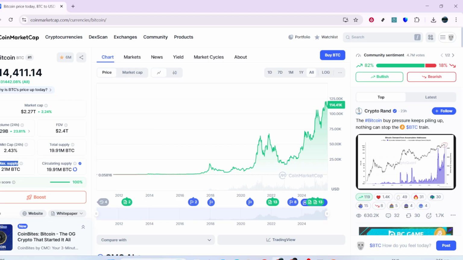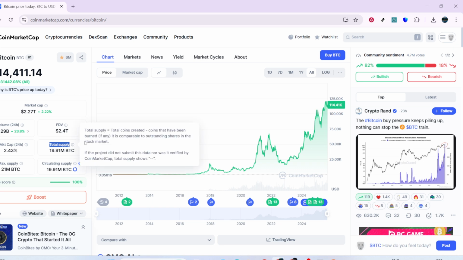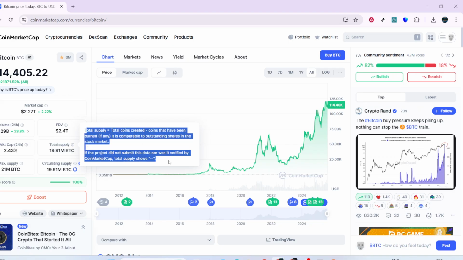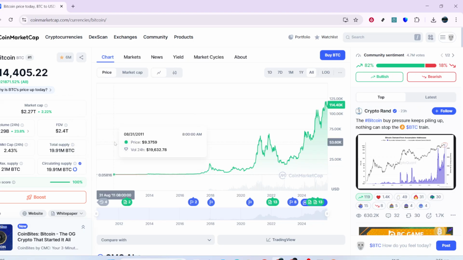Finally, there's the total supply. This is the number of coins that have been minted or created so far. It's important to note that not all of these coins may be in circulation, as they might be held by the founders, investors, or locked for a specific duration. This can offer further insight into the coin's distribution and market dynamics.